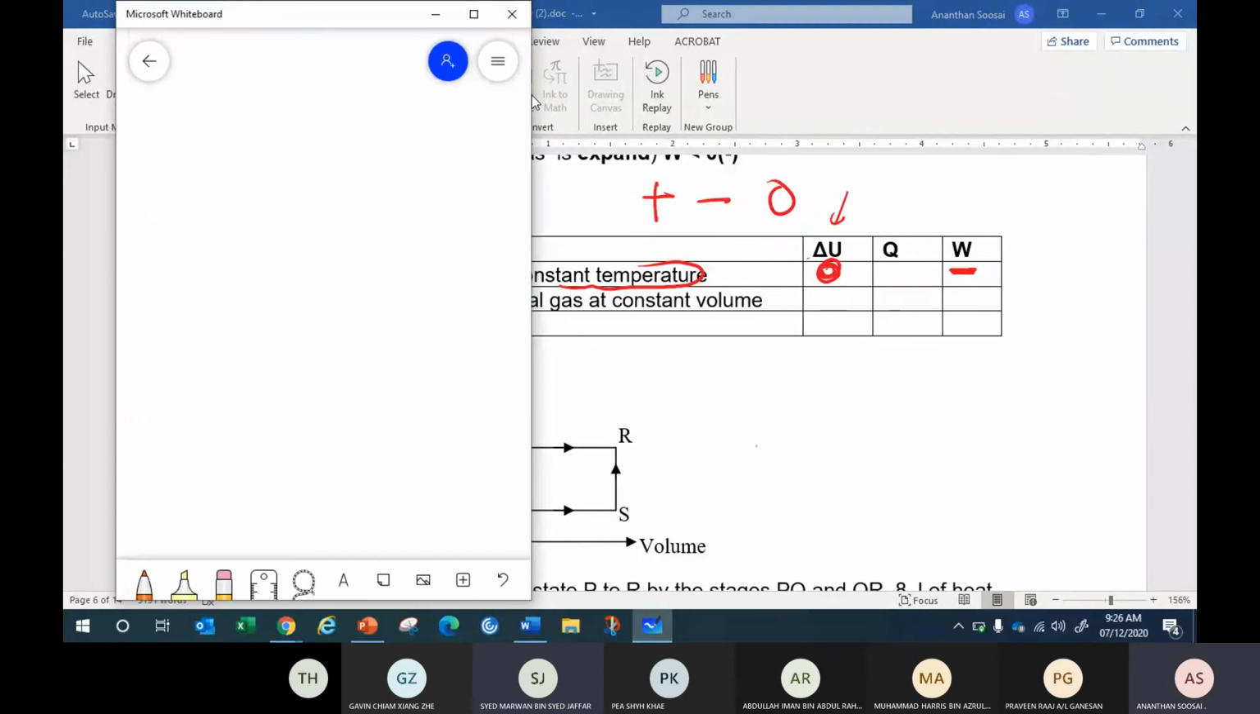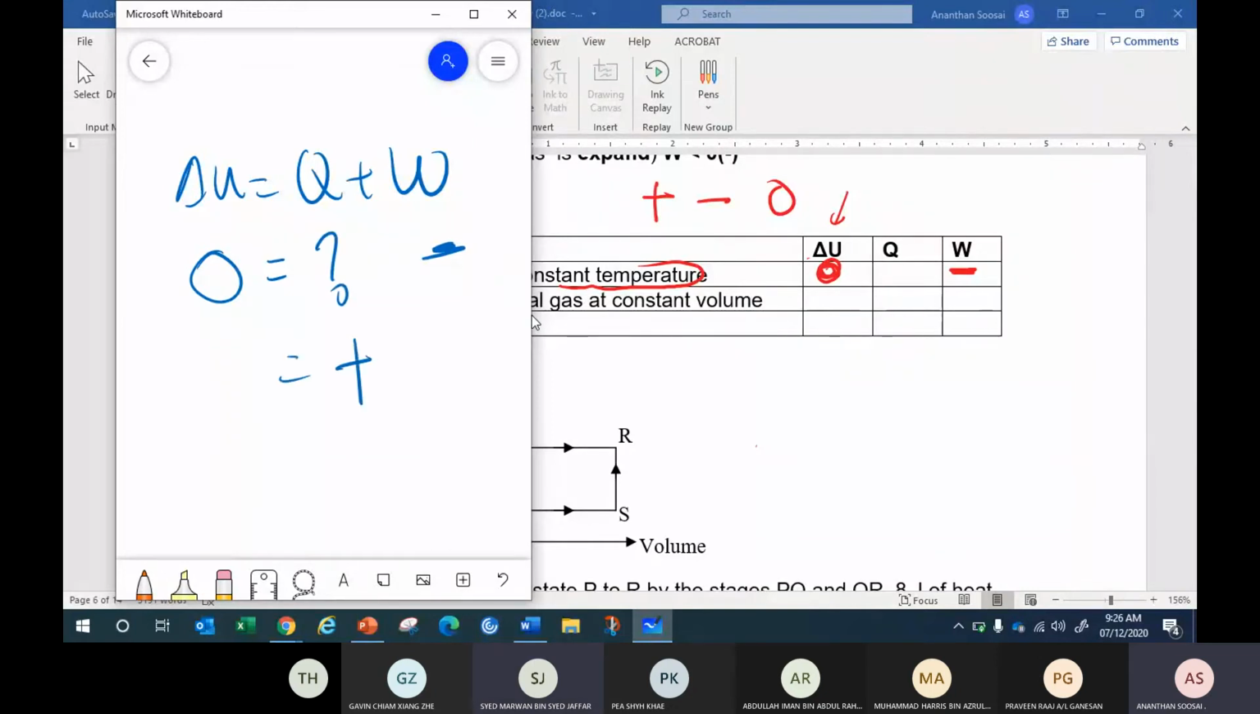Zero. What is the first law? Change of U equals Q plus W. For this case, the change in internal energy is zero, but work is negative. Oh, that's positive. So Q will be positive. This law is based on conservation of energy. This always applies for a closed system.